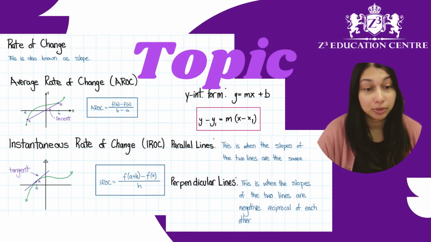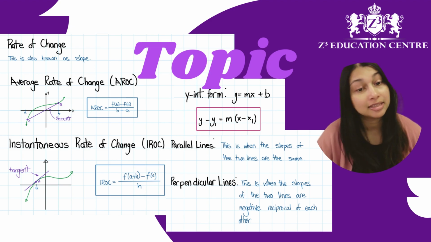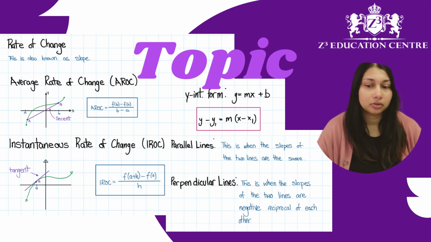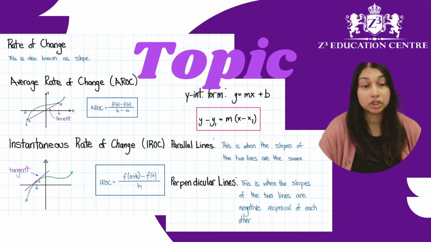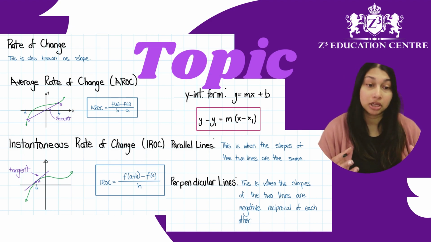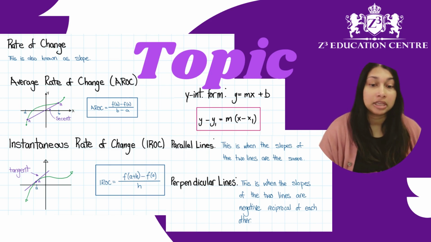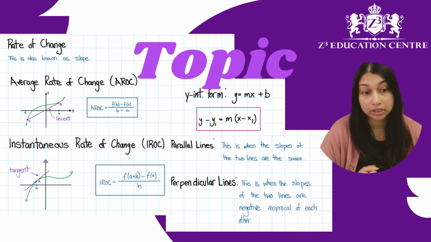Welcome back to our lesson on slopes and tangents. In our previous lesson, we went over what slopes are, what rate of change is, as well as parallel lines and perpendicular lines. In today's video, we're going to look into how to calculate the slope and how to go from the y-intercept form into identifying the equation of the tangent.